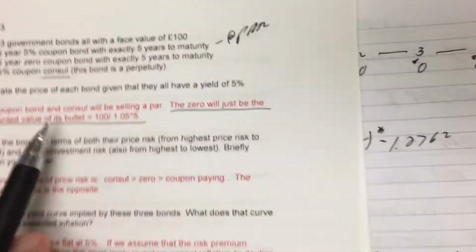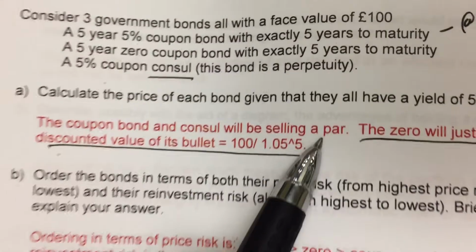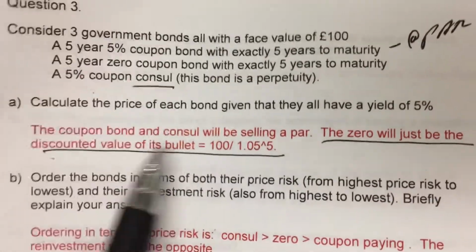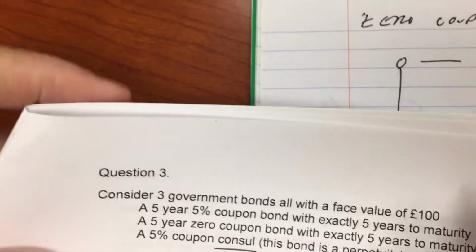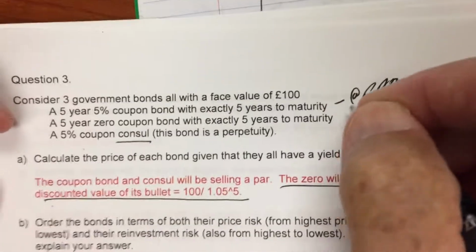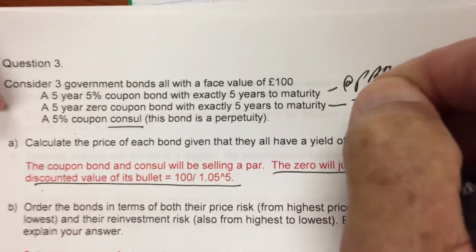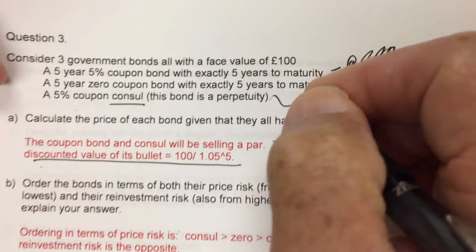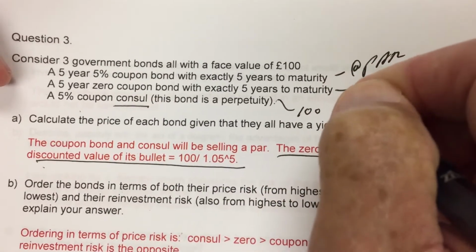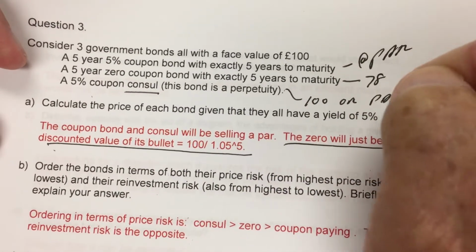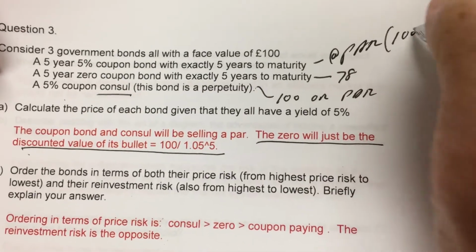So he didn't put the third one on the answer key? Yeah, he did. He just said the consol will be selling at par. Par is 100. The consol is 100. This one is $78, and this one is 100, or par.